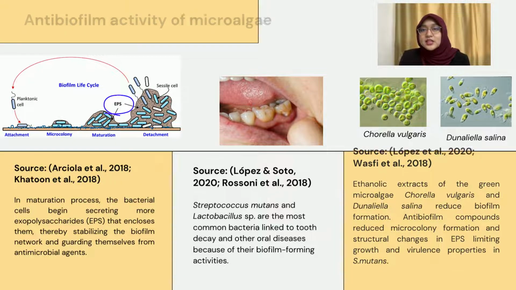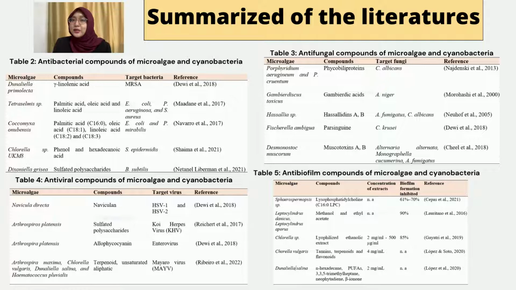Scanning electron microscopy revealed that the antibiofilm compound reduced microcolony formation and caused structural changes in the exopolysaccharide (EPS), limiting growth and virulence properties in Streptococcus mutans. In this slide, Tables 2, 3, 4, and 5 summarize the valuable antibacterial, antifungal, antiviral, and antibiofilm compounds that have been reported from previous studies, respectively.